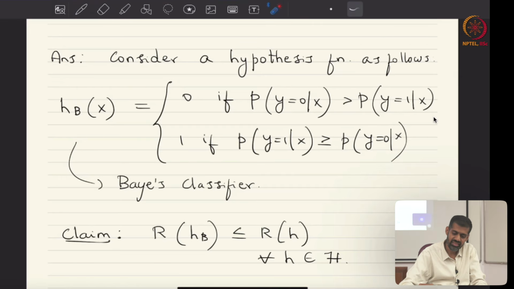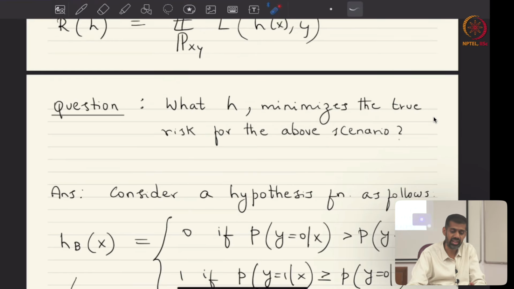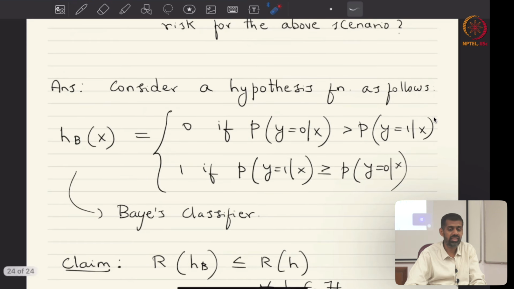See, this result is general enough for a large class of problems, but I will prove it for the case of binary classification with 0-1 loss because that is the easiest. Similar results can be proved for regression problems and for k-class classification problems and so on. I'll state some of those results without proof, but this one we will see. Is this statement clear? The question we asked is what h minimizes the true risk for the above scenario, and the answer is the one that decides this way, which is called the Bayes classifier. This function minimizes the true risk is the claim. So let us prove that claim.